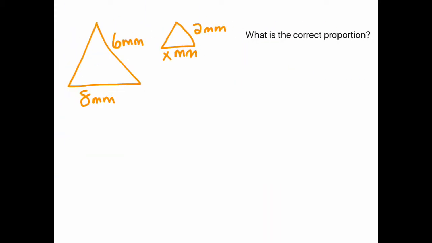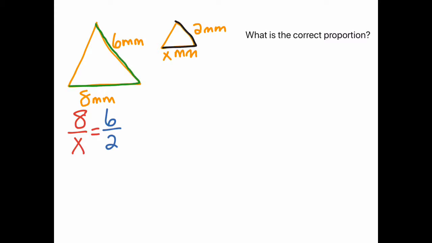Our next question wants to know which is the correct proportion for these 2 triangles. There are many different ways that you can do this. Let's take a look at some. I've highlighted the bottoms in red and the sides in blue, and you can make a proportion out of that, just like that. Remember to be consistent.